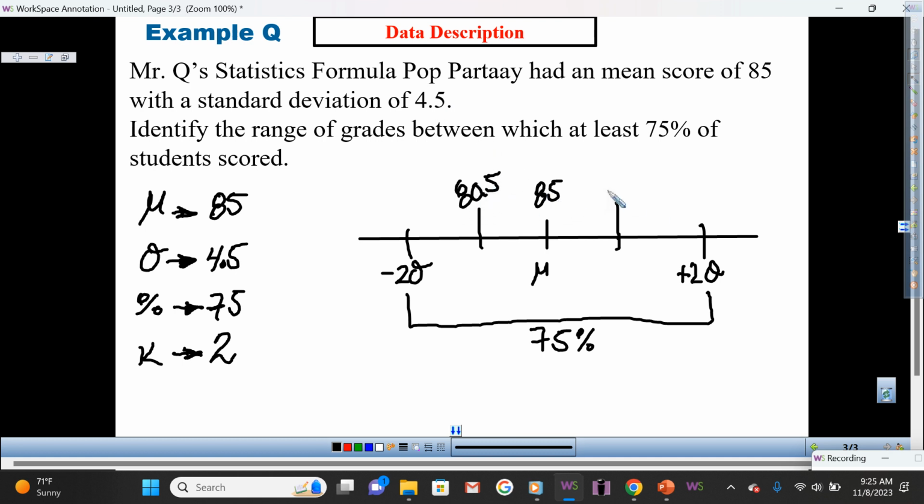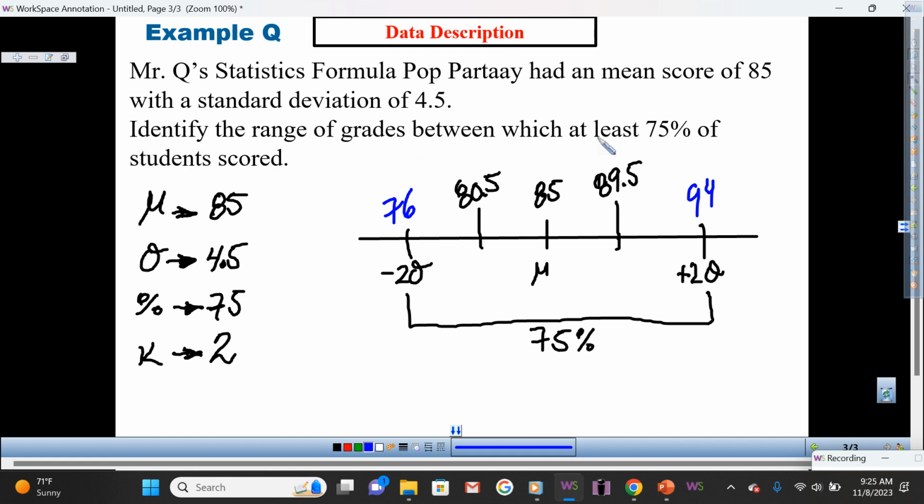80.5 and 89.5. Okay. However, we don't want those. We want what percent? 75. That means we need to go 1 more standard deviation. So where would we start over here, guys? 76. How about this way? 94?